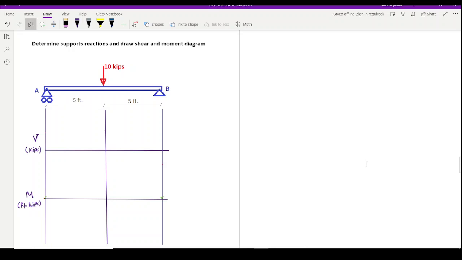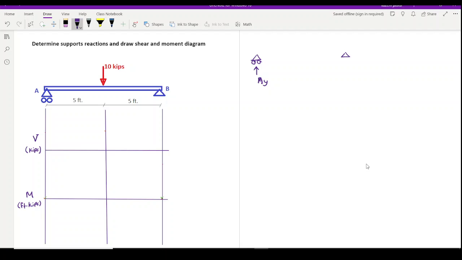I use this simple example to show you how support reactions could help us, or could guide us, in drawing shear and moment diagrams. To do so, first you need to know what type of reactions each support is producing. So at point A, we have a roller type of support, and you know that a roller is able to just provide one support reaction which is perpendicular to the surface of that support.